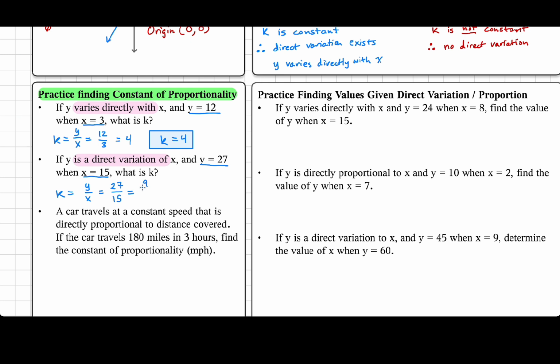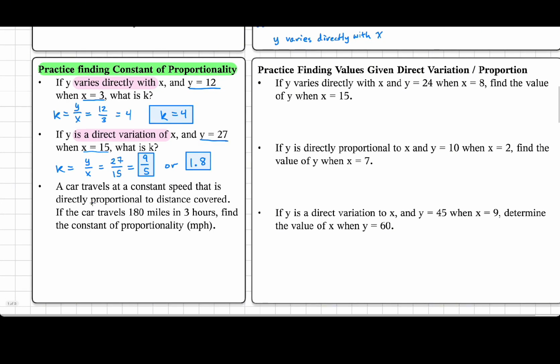This simplifies to 9 over 5, which is good to keep simplified. If it asks you to keep it simplified, it needs to be in fraction form, or you can also leave it in decimal form. If it doesn't need to be simplified, you just put it in decimal. So for this problem, it is 1.8. Either one of those is acceptable for at least creating the equation you'll need.